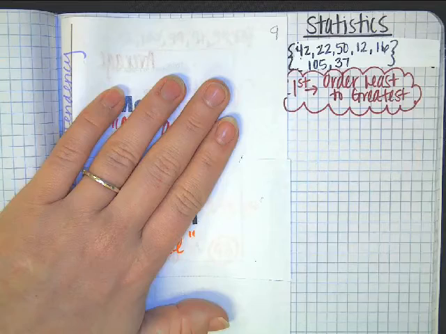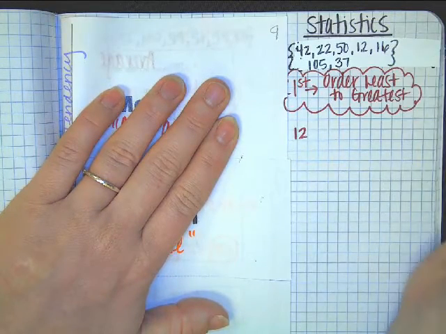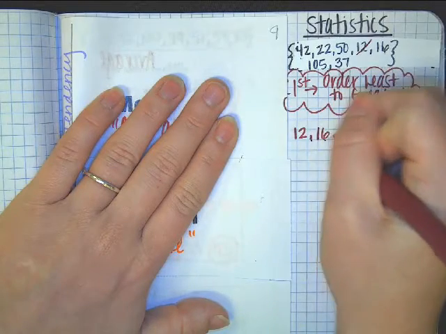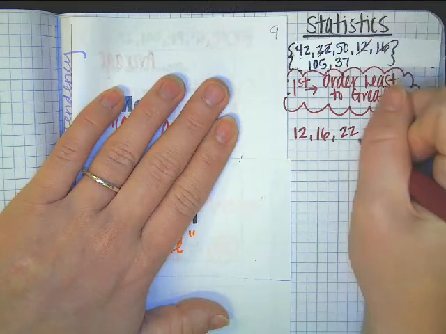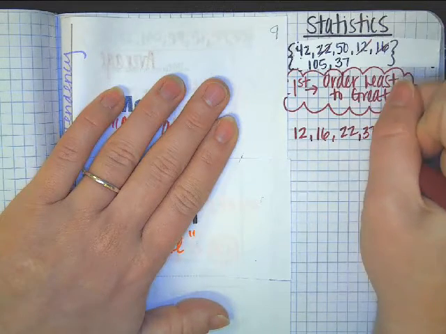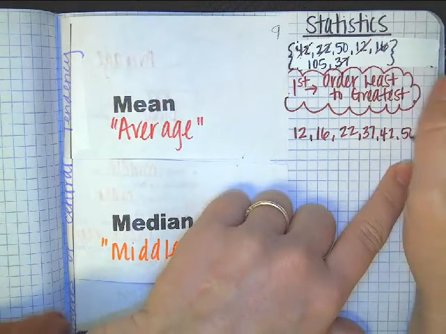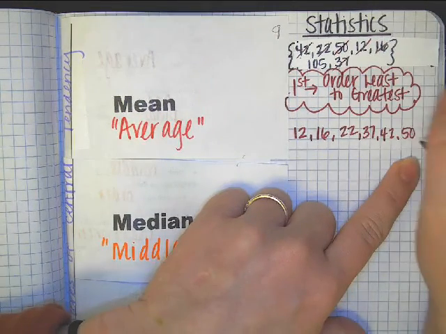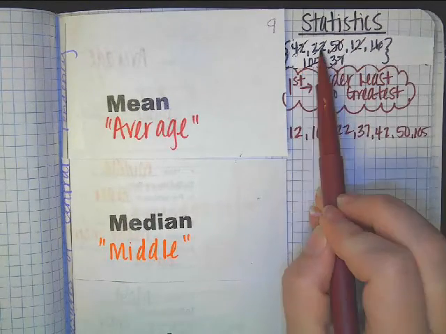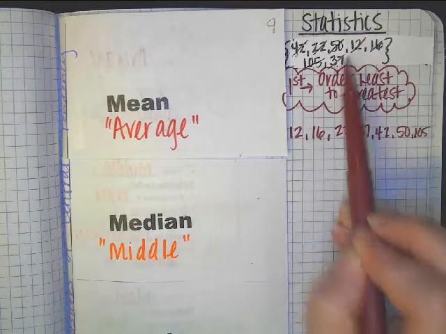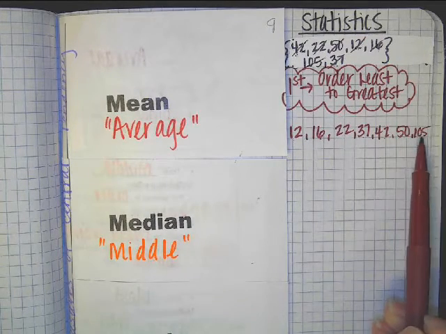Looking at this set of data, I see that my smallest number is the number 12, followed by the number 16. Then I would say I see the number 22, followed by 37, 42, 50, and 105. Again, double check that I had 1, 2, 3, 4, 5, 6, 7 numbers, and when I've listed them out, I still have 1, 2, 3, 4, 5, 6, 7 numbers.